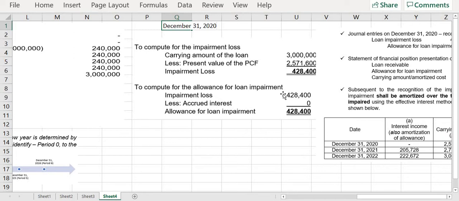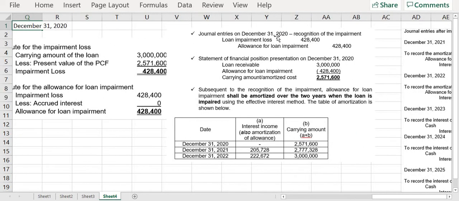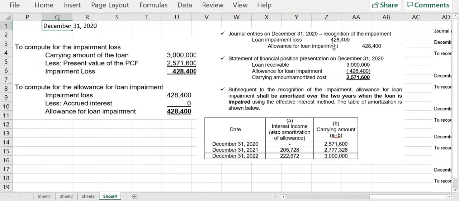The same process as kanina. Ayan. So, to compute for the allowance for loan impairment, that's impairment loss less accrued interest. So, dahil zero ang accrued interest, the impairment loss effectively becomes the allowance for loan impairment. Ayan. So, for the journal entries on December 31, 2020, to recognize the loss, that's a debit to loan impairment loss, a credit to allowance for loan impairment na 428,400.